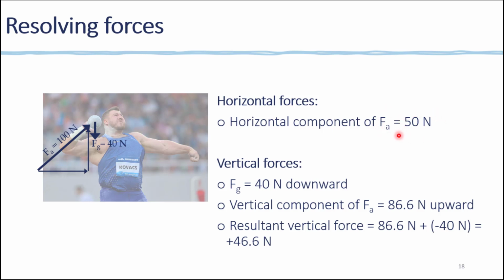But there are two vertical forces that are acting on the shot. You have the weight of the shot, right? The force of gravity, which is acting downwards, 40 newtons downwards. That's this force here. But we also have our vertical component of this force here, which we calculated to be 86.6 newtons upwards. So if we add those two vertical forces together, we get a resultant vertical force of 46.6 newtons upwards, or plus 46.6 newtons.